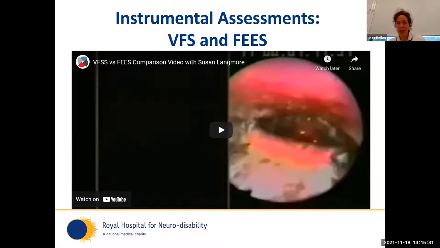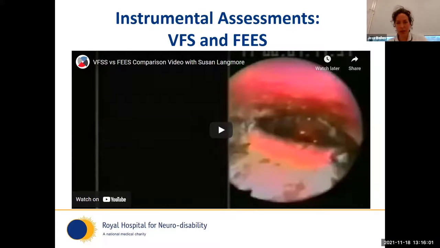So just as an introduction to both, and also a break from our voices, we found a clip of a simultaneous FEES and video fluoroscopy that Susan Langmore made probably several years ago, because it's a bit grainy, but it's quite useful to see them side by side. And just keep an eye on the residue pattern, particularly on the FEES, because it's relevant to my later slide, in discussions about residue on FEES versus video fluoroscopy.